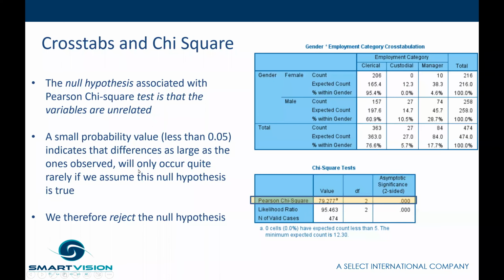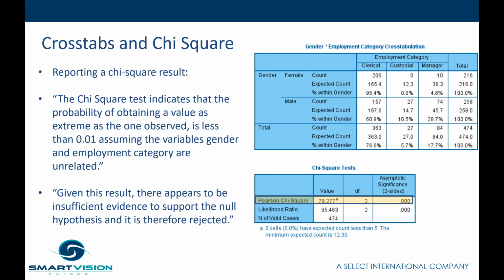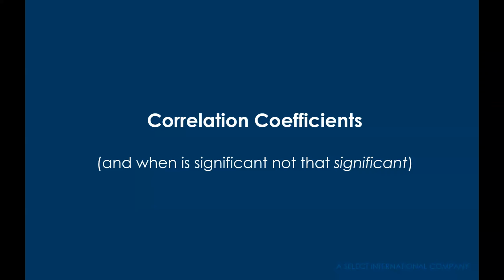And we're saying that the chance of getting a difference as extreme as that in a universe where men and women have exactly the same chance of being clerical, custodial workers and managers is so small that you would reject the null hypothesis that the two variables are completely unrelated to each other, that gender in no way affects your employment category. Okay. So the chi-square test here, if we were reporting it, indicates that the probability of obtaining a value as extreme as the one observed is less than 0.001, assuming the variables gender and employment category are unrelated. Given this result, there appears to be insufficient evidence to support the null hypothesis, and it is therefore rejected.